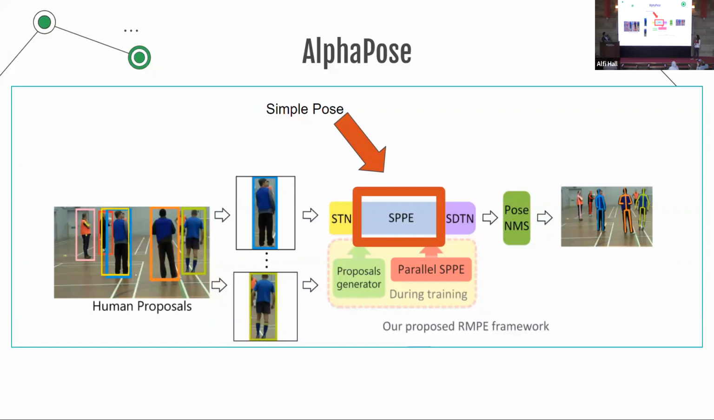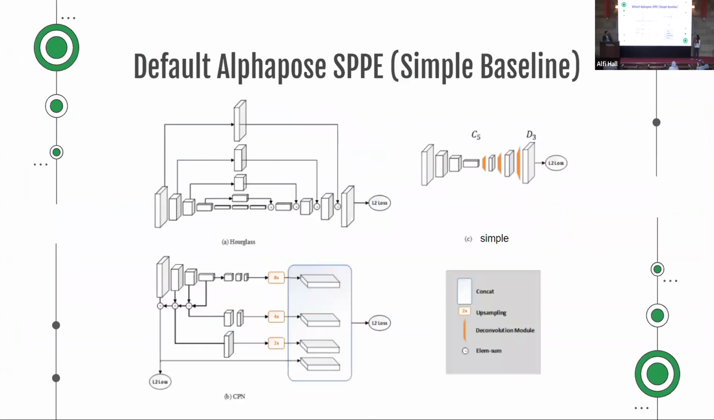Okay, so from these graphs, this is the architecture for AlphaPose. We were more interested in the SPPE, which is a single person pose estimator unit. For AlphaPose, they are using something called SimplePose. This is the default layer for the AlphaPose architecture. The SimplePose architecture is the one at the right.